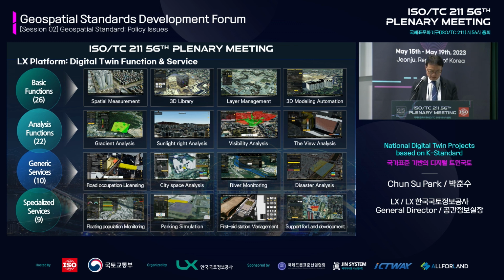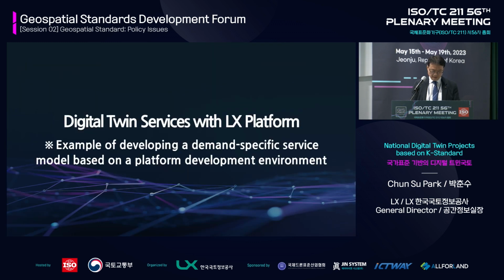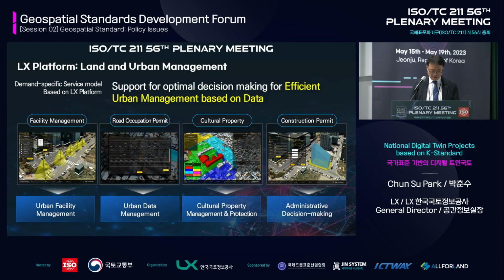This shows you some screenshots of the features available on the LX platform. The 3D library management and layer management are included in the 26 features that are there. Topographic analysis, sunlight right analysis, visibility analysis, and others are included in the 22 analytic models. There are generic services as well, and specialized services for select areas and fields of administrative service. To move on to the actual cases, I'd like to show you the digital twin services on the LX platform. I believe in the morning you have had a presentation on the LX platform. I hope this is an opportunity to elaborate a little more and give you a detailed view.